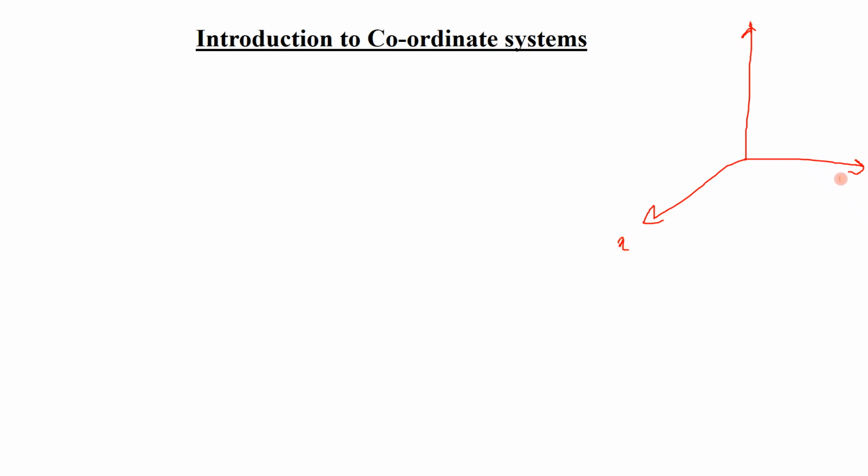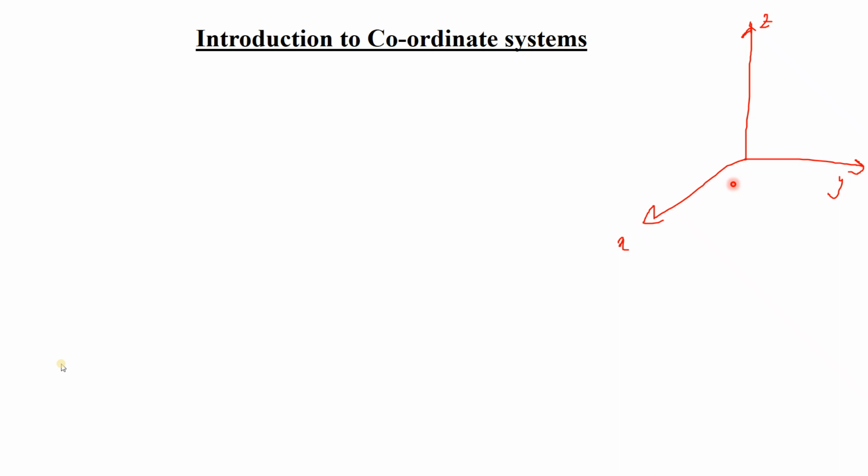Suppose x, y and z axis. This is x axis, this is y axis, this is z axis. From now on you have to keep in mind that you have to follow this particular orientation, that is the x axis will be along this line, y axis will be along this line and z axis will be along this line, and all are 90 degrees to each other, perpendicular to each other. Now these axes are all perpendicular to each other, that is why the coordinate system is called orthogonal.